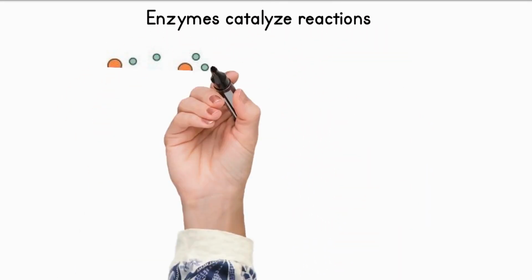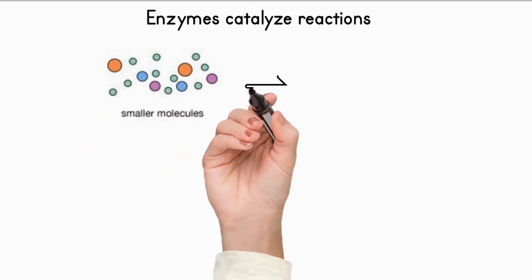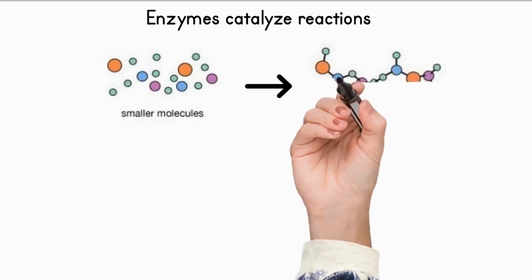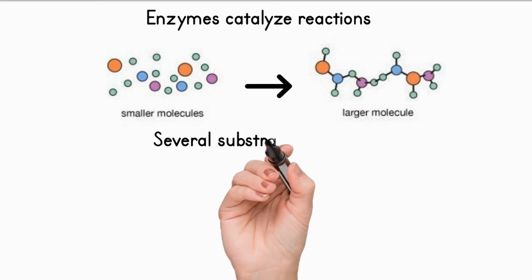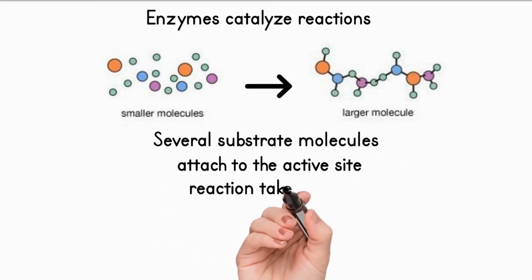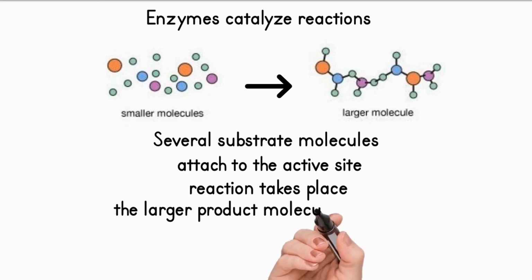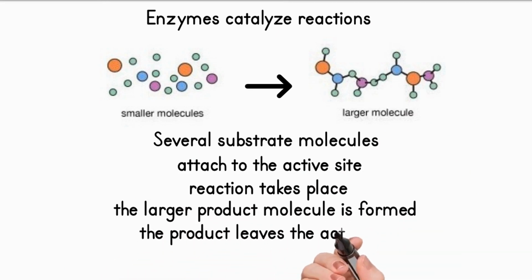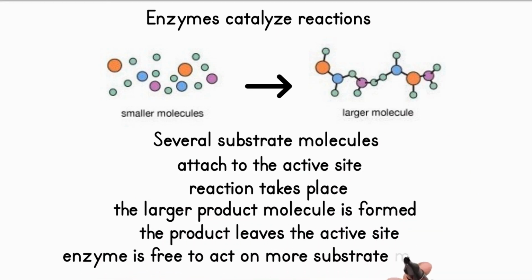Enzymes also catalyze reactions where large molecules are built up from smaller ones. In this case, several substrate molecules attach to the active site. The reaction takes place and the larger product molecule is formed. The product then leaves the active site and the enzyme is free to act on more substrate molecules.